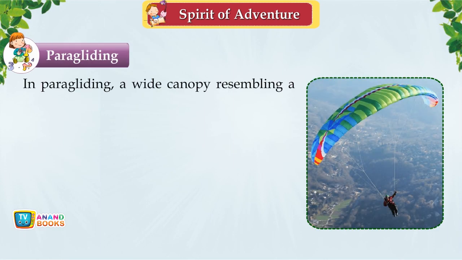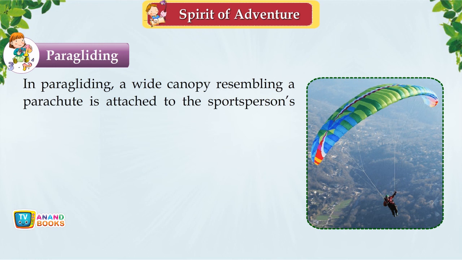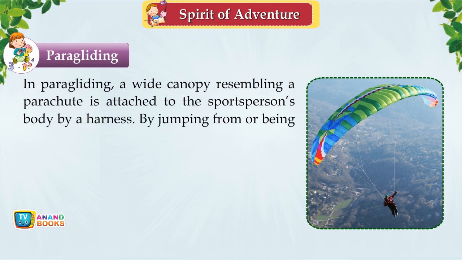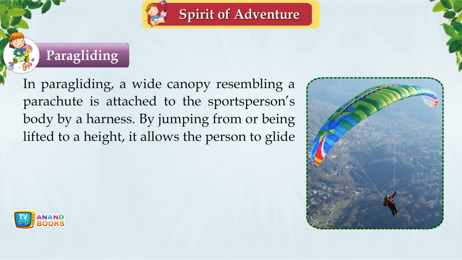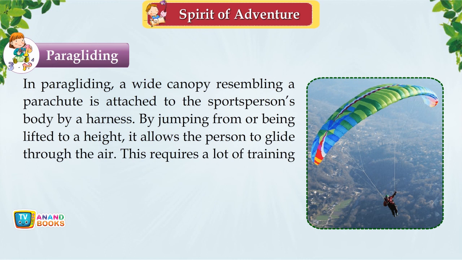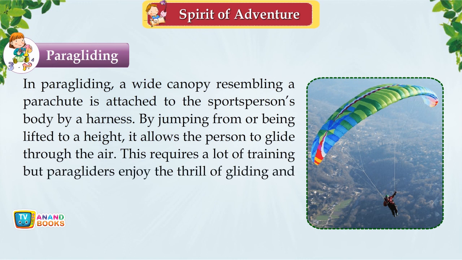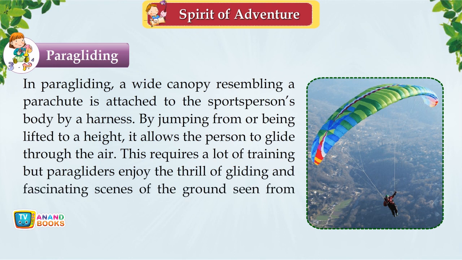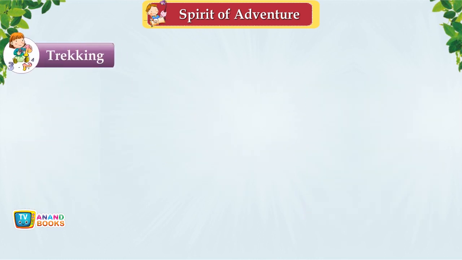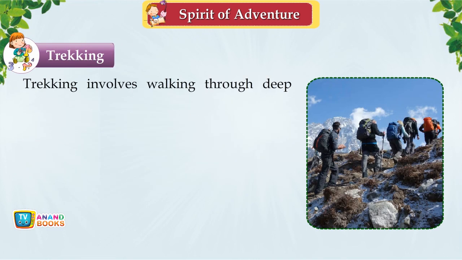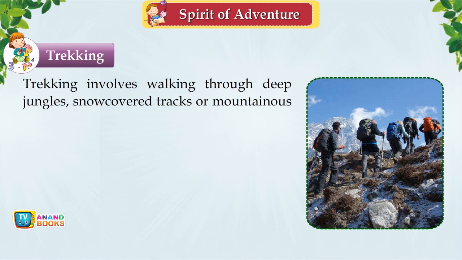Paragliding. In paragliding, a wide canopy resembling a parachute is attached to the sportsperson's body by a harness. By jumping from or being lifted to a height, it allows the person to glide through the air. This requires a lot of training, but paragliders enjoy the thrill of gliding and fascinating scenes of the ground seen from the mid-air.